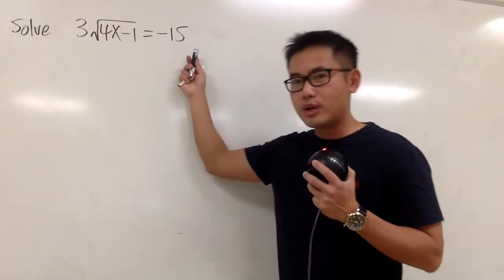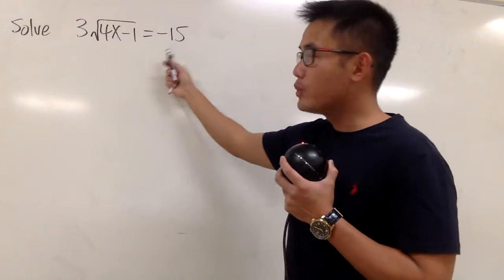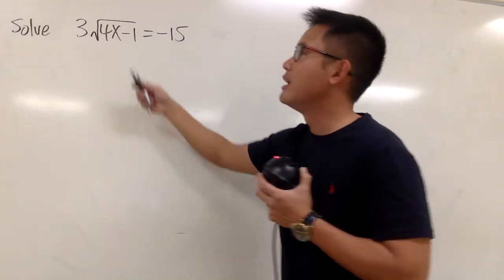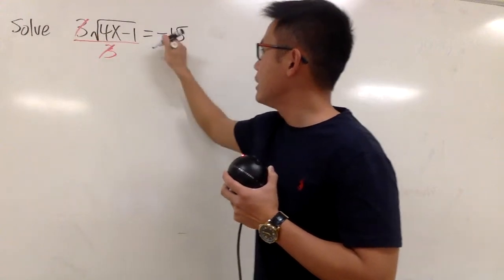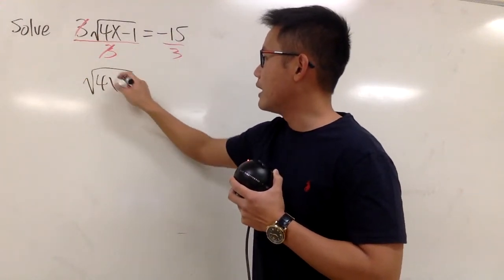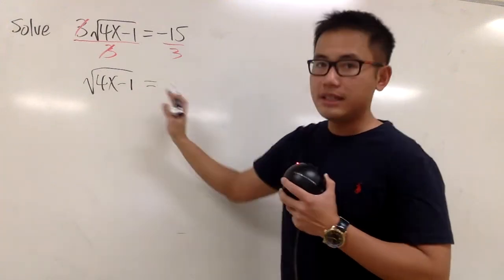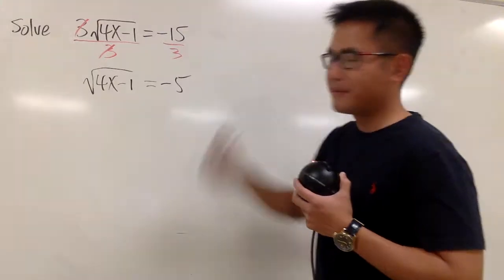Okay, we're going to solve this square root equation. We have 3 times the square root of 4x minus 1, and that's equal to negative 15. Here we have 3 times, right? So let's divide both sides by 3. And we will have the square root by itself, the square root of 4x minus 1, and this is equal to negative 15 over 3, which is negative 5.